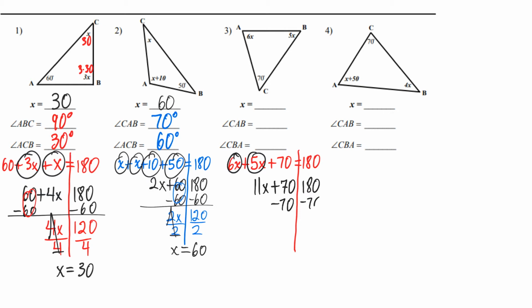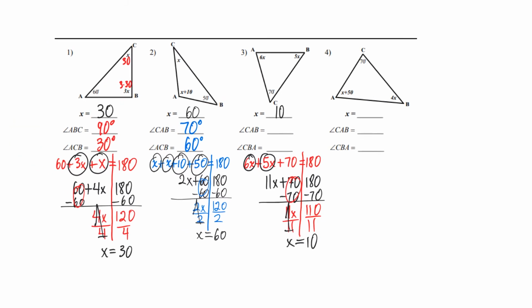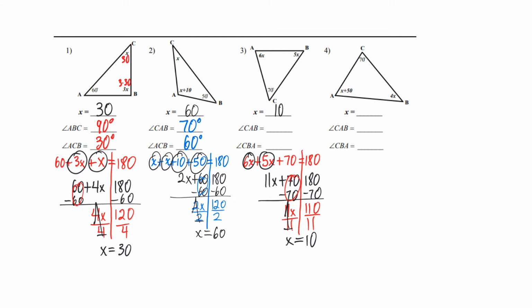Subtract 70. So this zeroes out, we get 11x equals 110. Divide by 11. X equals 10. Yep. So if I take that 10 and plug it in up here for CAB, CAB is this one. So if I plug in 10 right there, what's 6 times 10? 60 degrees. And then if I plug in 10 here, 5 times 10 is 50 degrees.